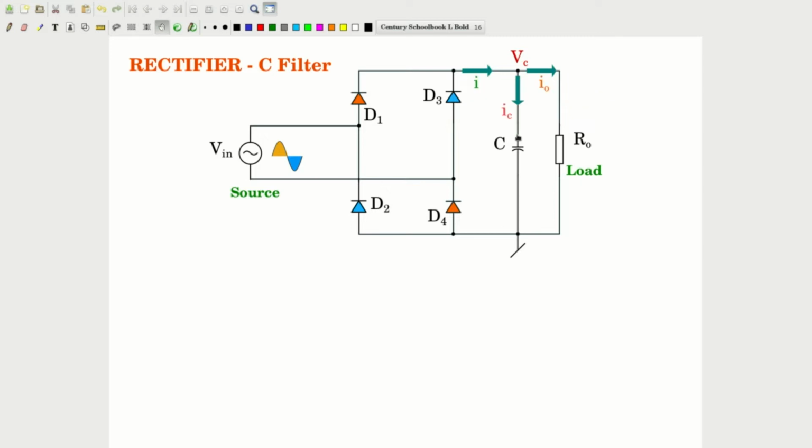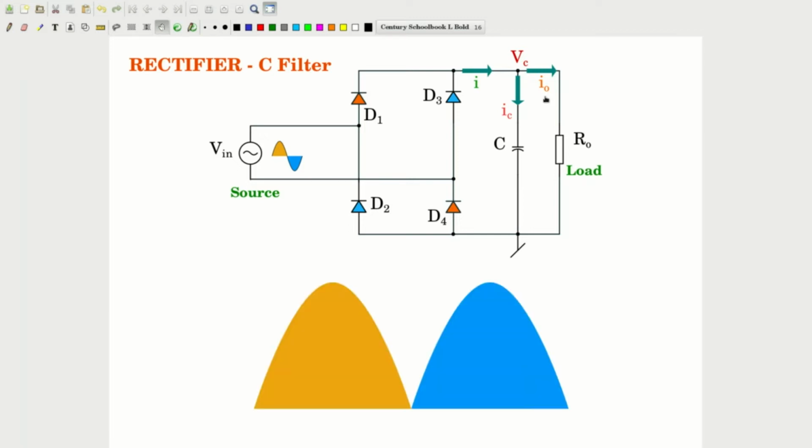So now let us see the waveforms in detail. Before that, let us name the parts. The current that is coming out of the rectifier, we will call I. The current that goes through the capacitor, IC. The current that flows into the load R0, I0. Let us have this template. This is the sine wave shape of each rectified half. So this is the positive half of the input source. This is the negative half of the input source rectified and placed in this unidirectional fashion.